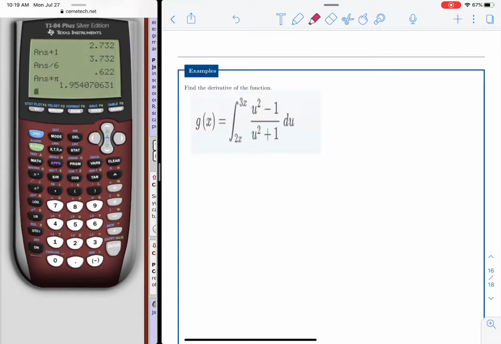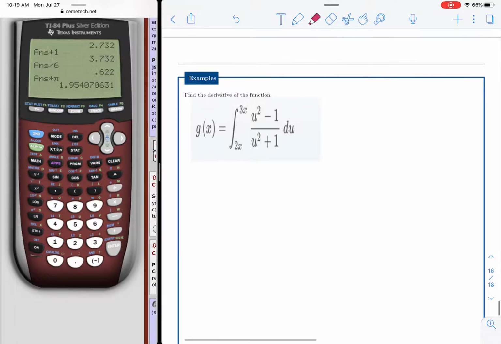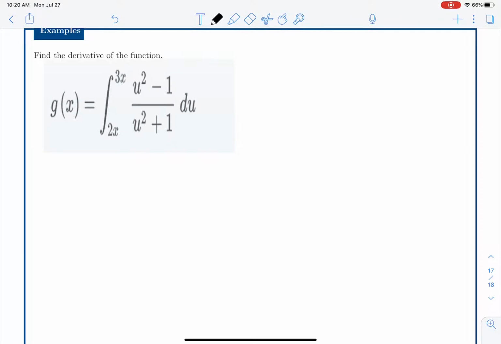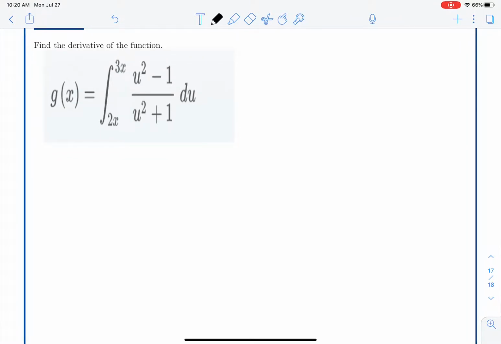So we want to find the derivative of this function, and what we're going to do is make use of the fundamental theorem of calculus. I think it's best if we did the fundamental theorem of calculus 1, because we don't want to find the antiderivative of u squared minus 1 divided by u squared plus 1. So how do we go about doing this? Well, if we want to use fundamental theorem of calculus 1, we need a constant lower limit. So why don't we start at 0?